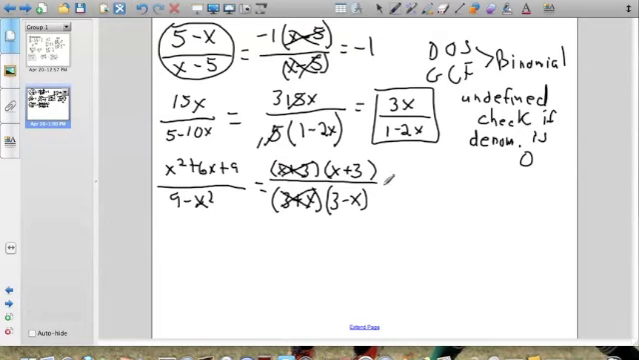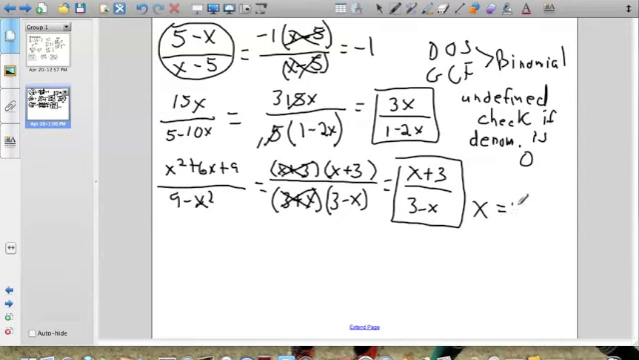Now, when I look here, I have to look, okay, is this the same? And well, again, the answer is no, because we have plus. So there's no way I can make this to be the same. So my final answer is x plus 3 all over 3 minus x. Now, when is it undefined? It would be undefined when my denominator is 0. So when x becomes 3, it is undefined.